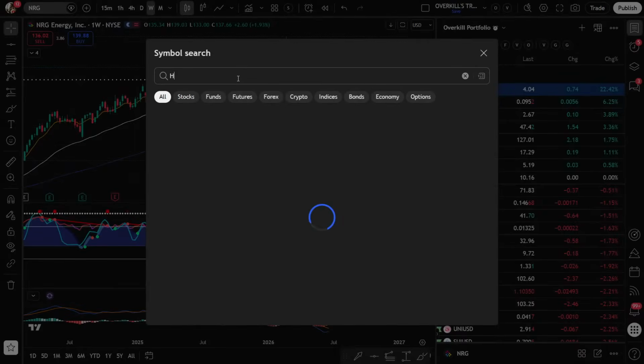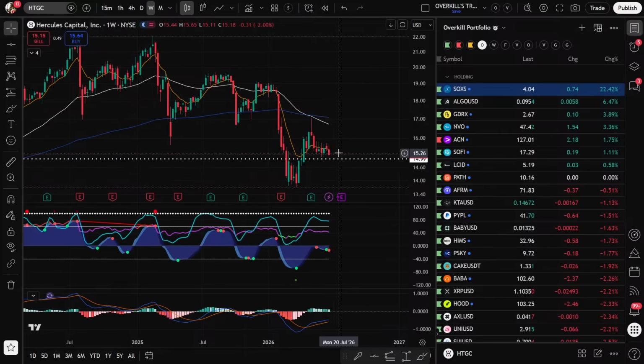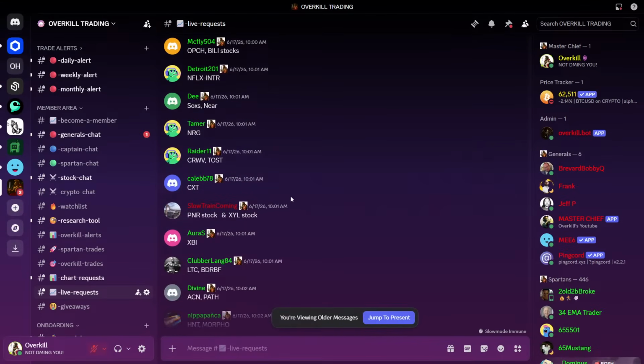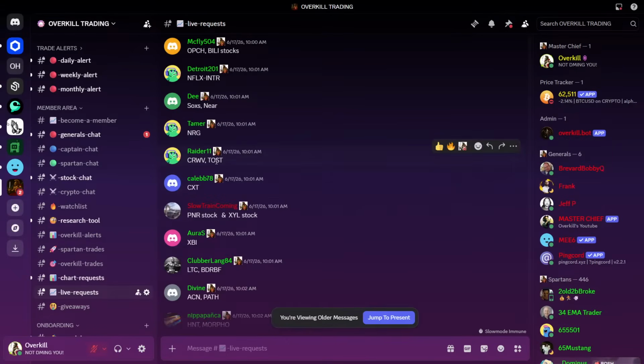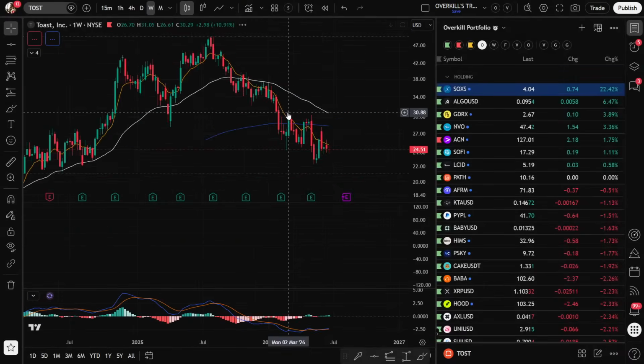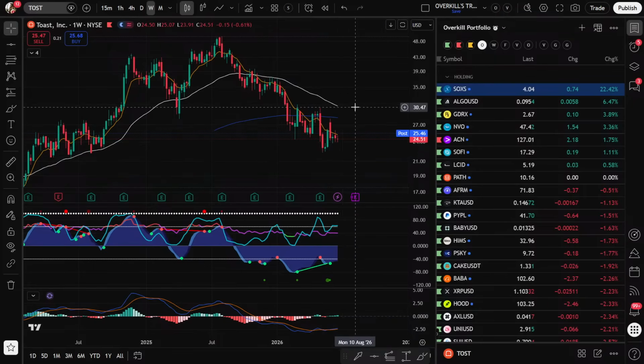I see one here for HTGC, Hercules Capital. That's got a red dot. I'd use a stop loss at 15. CRWV, we already covered CoreWeave. Toast, T-O-S-T. That's got a green dot on the weekly. I like this one here. Okay, we'd be buyers of Toast here.